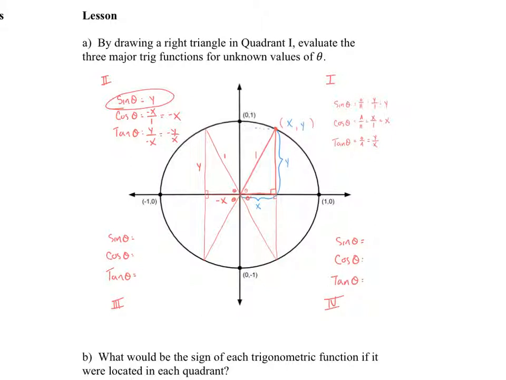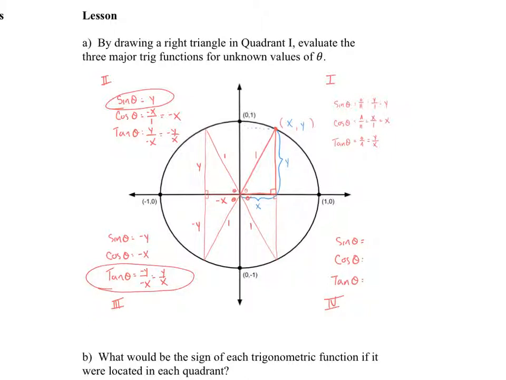In quadrant 3, let's see if anything changes. Well, our x value here is still going to be negative x, but notice now that we're in quadrant 3, our y value is also going to be negative. So since sine is opposite over hypotenuse, and hypotenuse is still 1, that means that it's going to be negative y. Cosine is going to be negative x over 1, and tangent now is going to be negative y over negative x, which actually is going to become a positive y over x. So in quadrant 3, tangent is the only function that's actually positive.